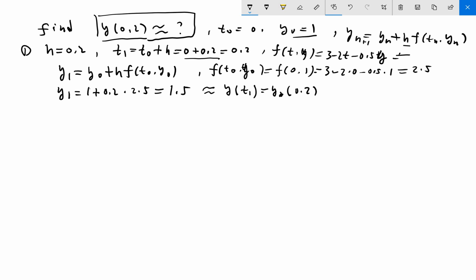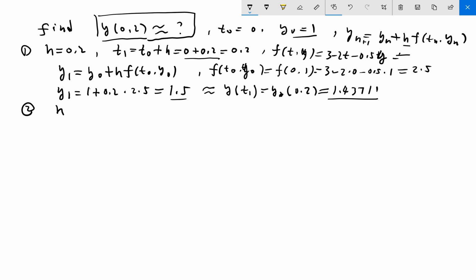Not here, sorry. So what is the y evaluated at 0.2? We will calculate that before. It's 1.43711. Okay, so we got an approximation. This is the true value, and the 1.5 is close. Okay, now let's do that again.